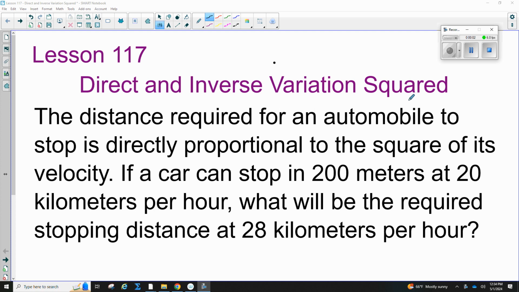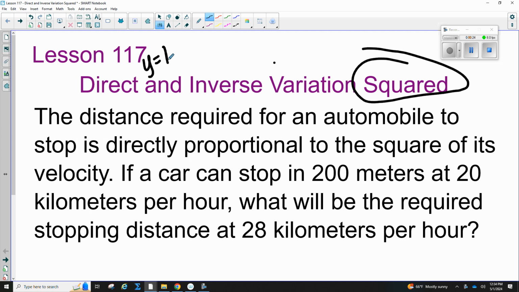Lesson 117. Okay, direct and inverse variation, but we're adding in where one of the variables is squared. So we did direct and inverse variation, and what'll be on the test will not be this, all right, just the basic ones. So direct variation, what's the general formula for direct variation? Yep, y equals k times x, but we plug in the actual variables. And what's the general formula for inverse variation?